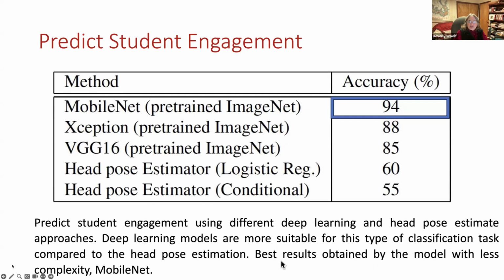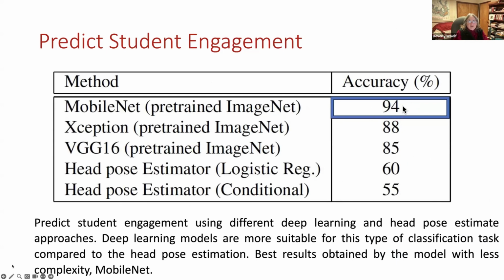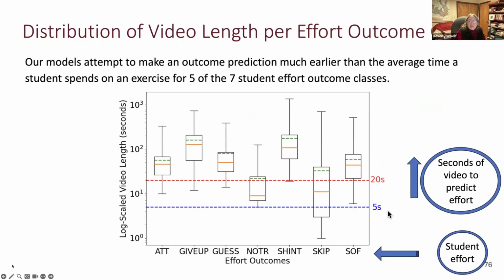And what we found was that the best results were obtained by the model with less complexity. In other words, it accurately predicted what the student will do. Will they ask for a hint? Will they fail? Will they guess? Will they quit? Etc. And what I like, I mean, now you see that we're up to 94% accuracy. But what I like is to recognize that it's all happening within 5 seconds.